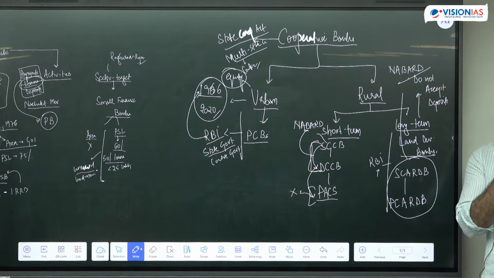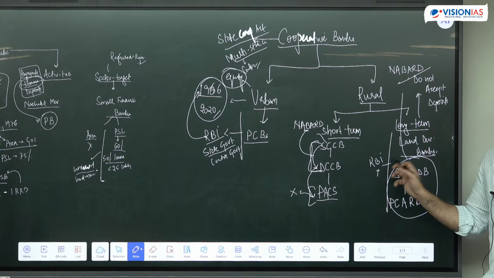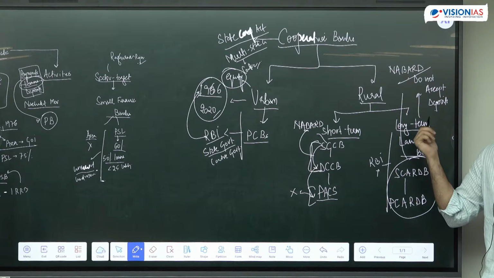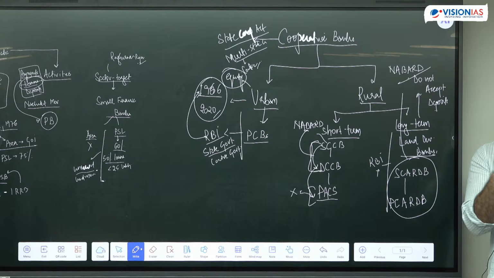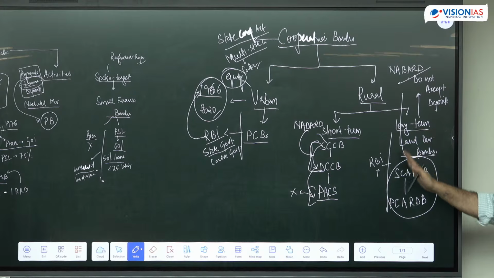NABARD issues a debenture or bond and gets money, which they can lend further. But since they do not take any deposits, RBI has no role over them. Even NABARD's role over them does not come from the Act. That is, RBI is not giving them this supervisory control. It is voluntary, which they are doing. This type of structure is completely outside because they do not accept deposits.